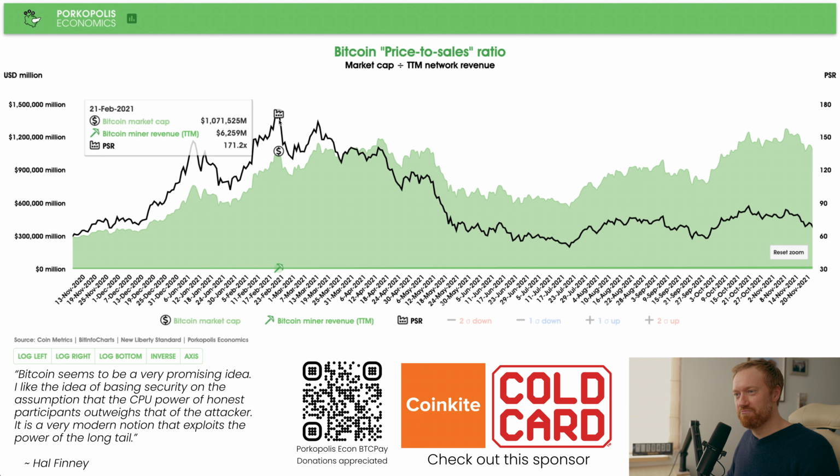But at the time, look at Bitcoin miner revenue on a trailing 12-month basis, not much higher than when we looked at it a year prior, $6.2 billion. So divide those two numbers, find the ratio, we're up to 170x or thereabout as far as a PSR ratio for the Bitcoin network. That was the highest that it had ever been.